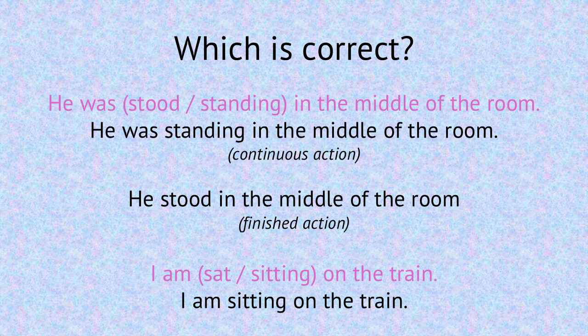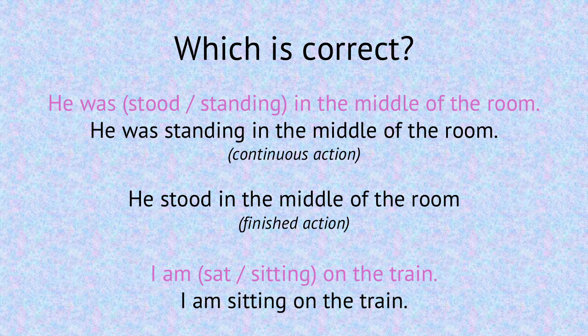So he was standing in the middle of the room might lead to you talking about something else that was going on at the same time while he was standing in the middle of the room, because this was an ongoing action. Whereas he stood in the middle of the room is something he did and then something else happened. He stood in the middle of the room and then he started talking. In standard English, if you heard the phrase he was stood, that would imply that somebody put him there. For example, the soldier stood him in the middle of the room, meaning he forcibly made him stand there.